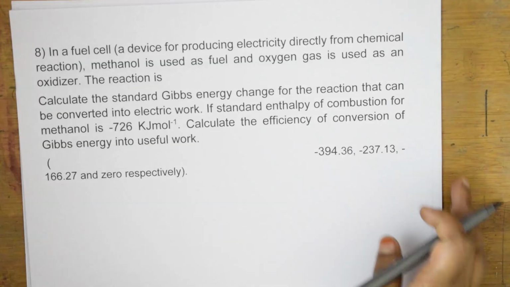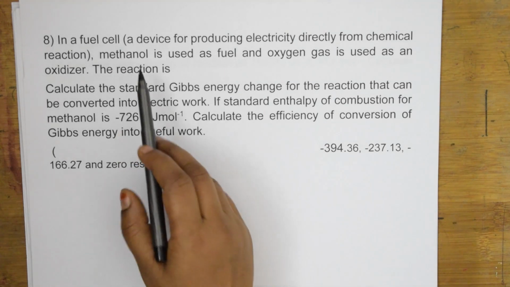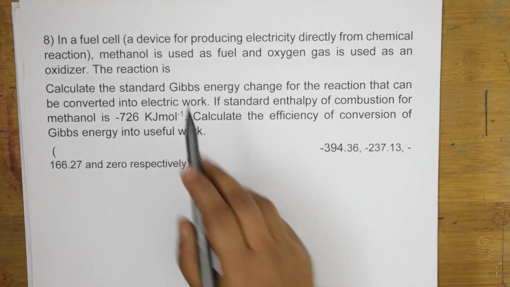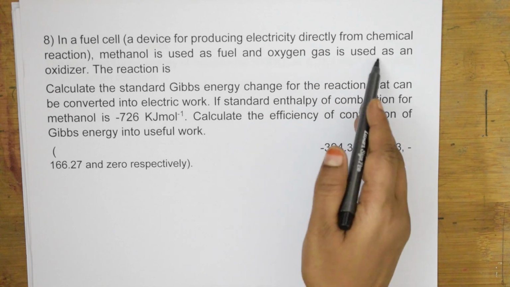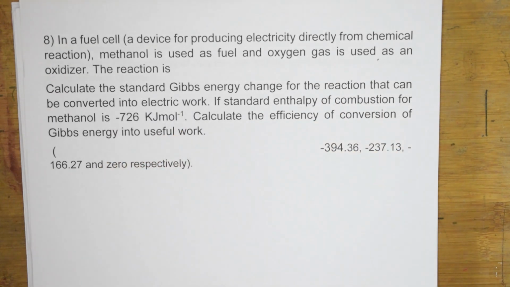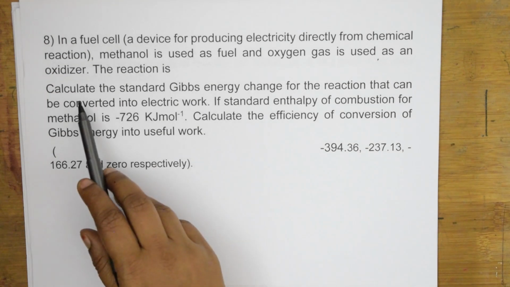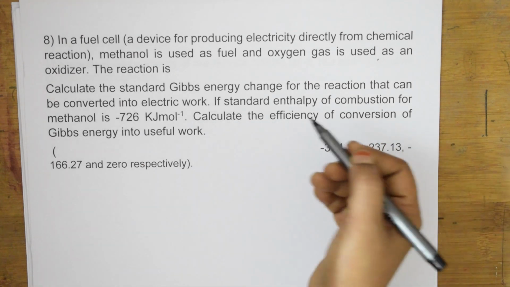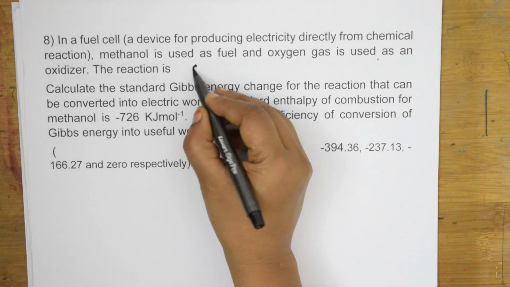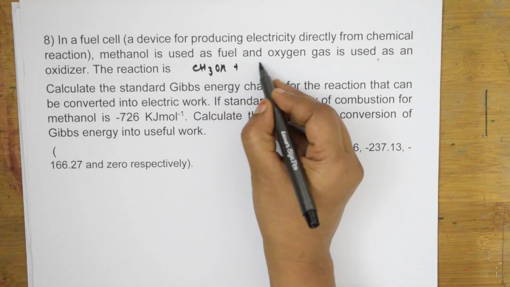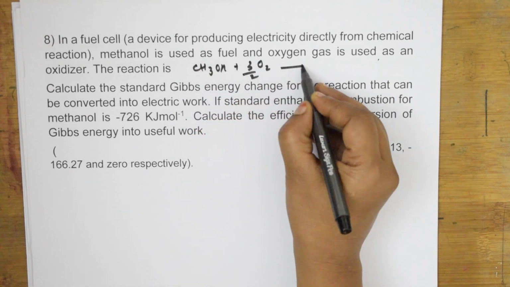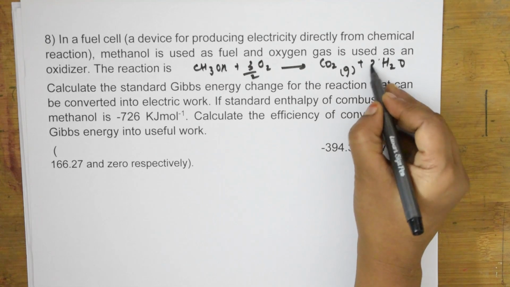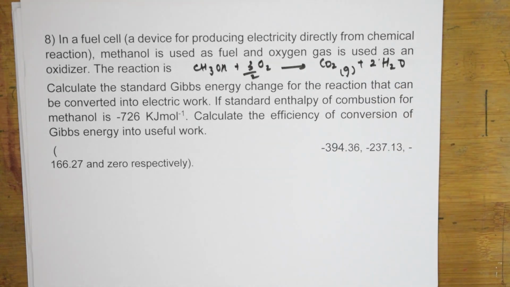Right. So here what they give me: in a fuel cell, you have studied fuel cell in electrochemistry also, a device for producing electricity directly from chemical reaction. Methanol is used as a fuel and oxygen gas is used as an oxidizer. So the reaction here, I think this one is not given, I'll write the reaction. It is nothing but methanol plus 3/2 moles of oxygen gives me carbon dioxide gas plus water. So when I balance, this is 2. Okay, this is the reaction.